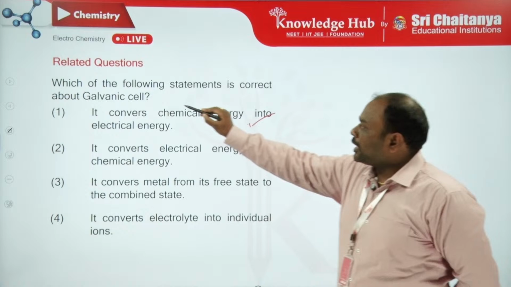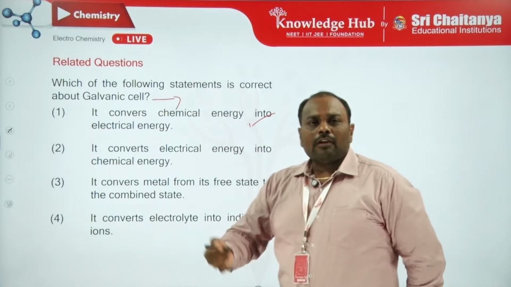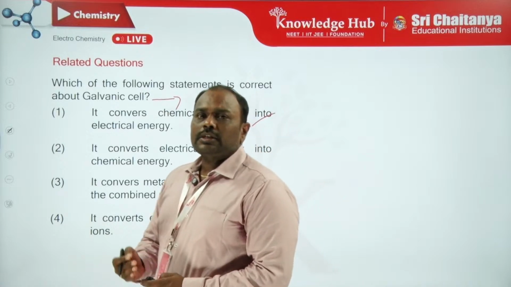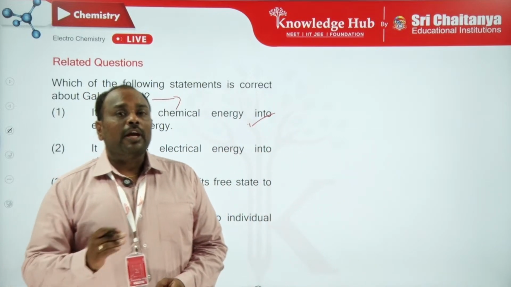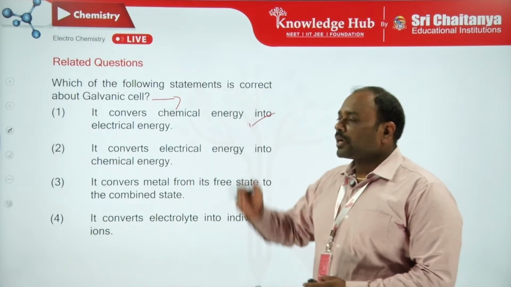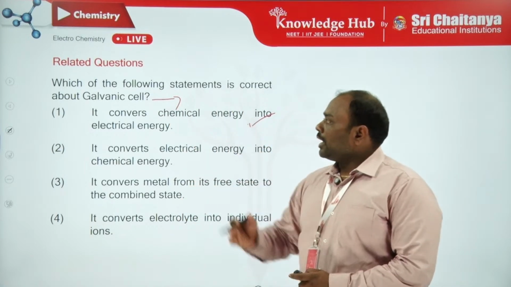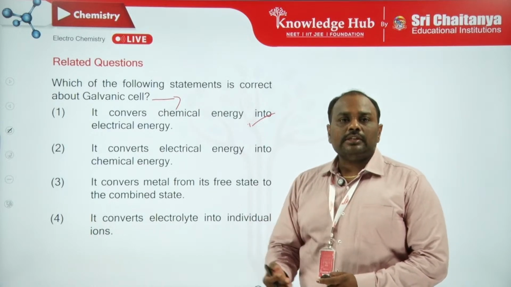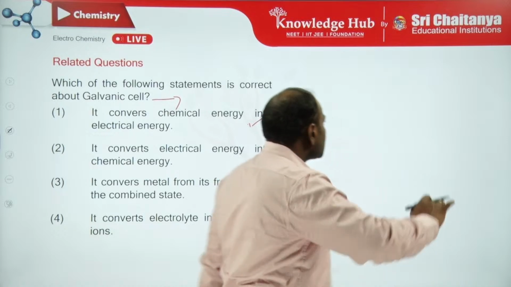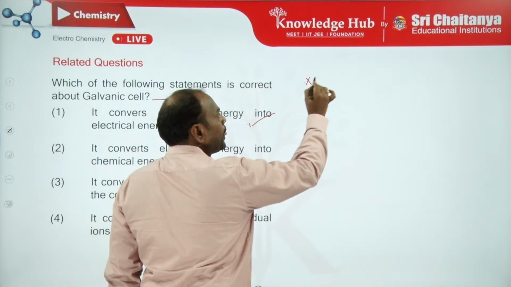So what is the statement? A galvanic cell is a cell in which electrical energy is produced from chemical reactions. That type of cell is known as which one? Galvanic cell. So in this way we are discussing the galvanic cell. Based on that we are solving some problems. Suppose let us take another one.